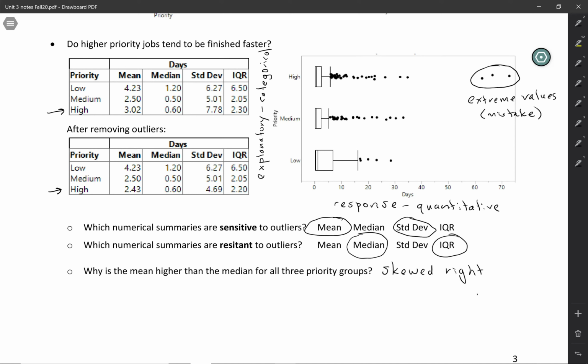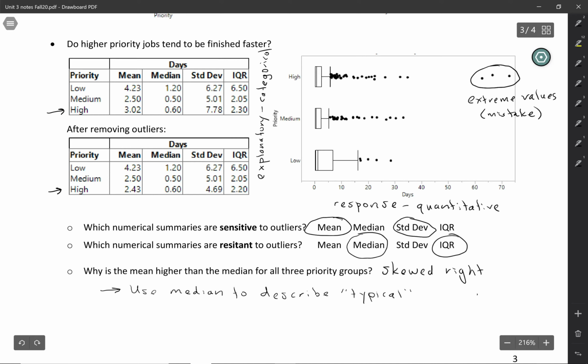Because these values are so different, you have to make a choice of which one to use. We probably want to think about the typical amount of time it takes for a high, medium, or low priority job, not so influenced by those outliers. So we're going to use the median to describe typical job times. This will be the choice that we generally make if the data are skewed. If you want to describe the center, it's better to use the median. If you want to describe the spread, it's better to use the IQR.